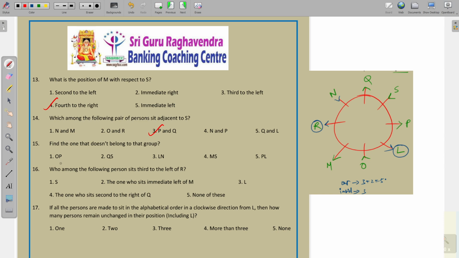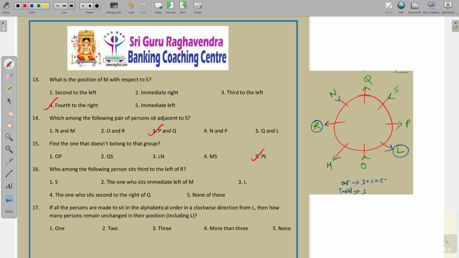So O and P. So O is center and P is outside. Q, S both are opposite direction. L and N both are opposite, and M and S. So M here and S both are opposite. So P and L both are same direction. Okay, this one is the odd one out.